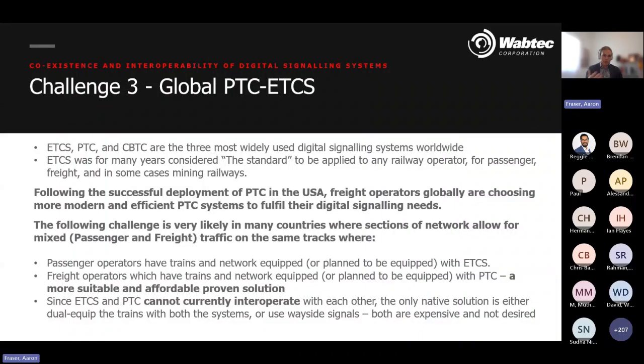And finally, we'll look at an emerging problem that's occurring on a global scale between positive train control and ETCS. So following the successful deployment of PTC in the USA, freight operators around the world are choosing to look at Wabtec PTC as well as other PTC systems to fulfill their digital signaling needs. So in that case, as we see more and more freight operators move towards a PTC solution, given that it's proven to be a more suitable and affordable solution for a freight environment, the following challenge is very likely, where sections of network will be equipped with ETCS for passenger services and where freight trains will be equipped with PTC, there will need to be some sort of interoperability or coexistence solution to maintain operational safety. Since ETCS and PTC cannot currently interoperate with each other, the only real way to do it natively is to either dual equip the trains with both the systems or to retain the wayside signals, both of which are expensive and not desired.